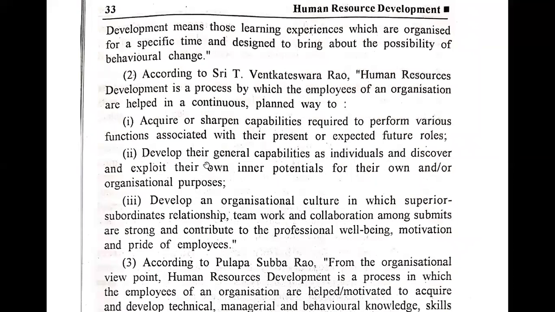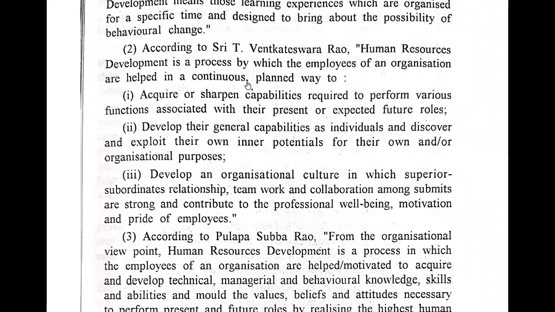Second, to develop their general capabilities as individuals and discover and exploit their own inner potential for their own or organizational purposes. So we also need to train them so that they can use their inner skills to give proper service to the organization, as well as be developed individually. And by doing such a human resource development process, we develop an organizational culture in which superior-subordinate relationships, teamwork, and collaboration among sub-units are strong and contribute to the professional well-being, motivation, and pride of the employees.